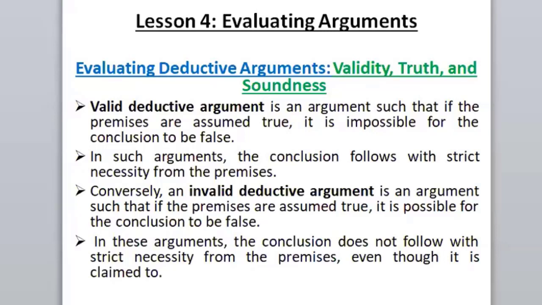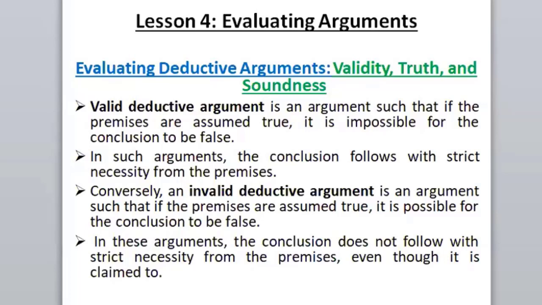On the contrary, an invalid deductive argument, which is the direct opposite of the valid deductive argument, the term opposite must be understood in a contextualized manner, is an argument such that if the premises are assumed true, it's possible for the conclusion to be false. So in the case of an invalid deductive argument, we have the possibility for the conclusion to be false, even though we have true premises.